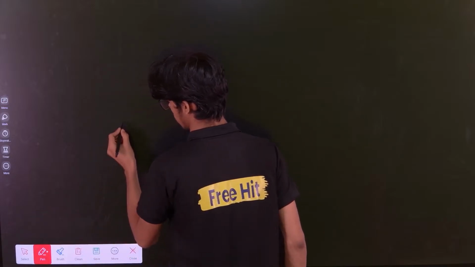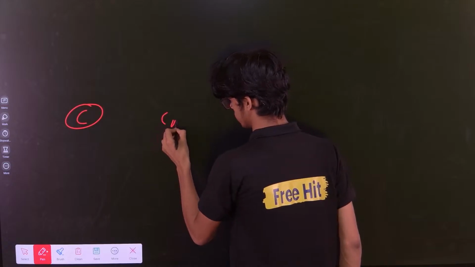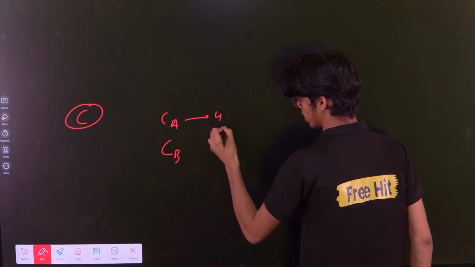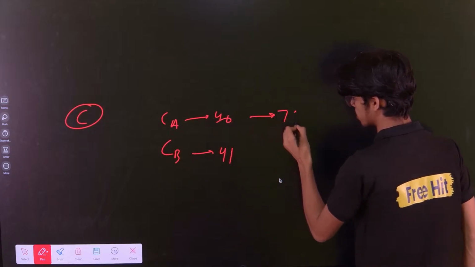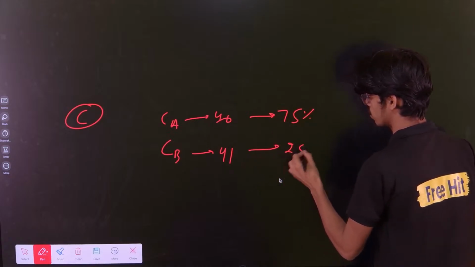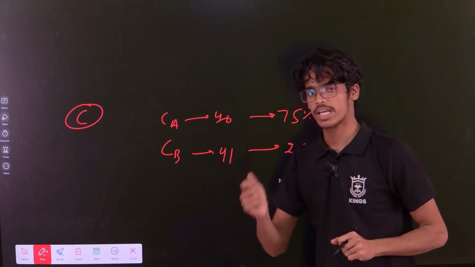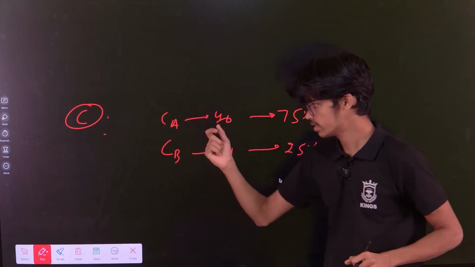See, there is a compound C, and there are 2 forms of it, Ca and Cb. In nature, the mass of one is 40 and the mass of the other is 41, but 40 is found 75% of the time. It is 75% composition and 25% composition in the whole of nature. So if somebody asks you the mass of this atom or compound, you will say 40 or 41.